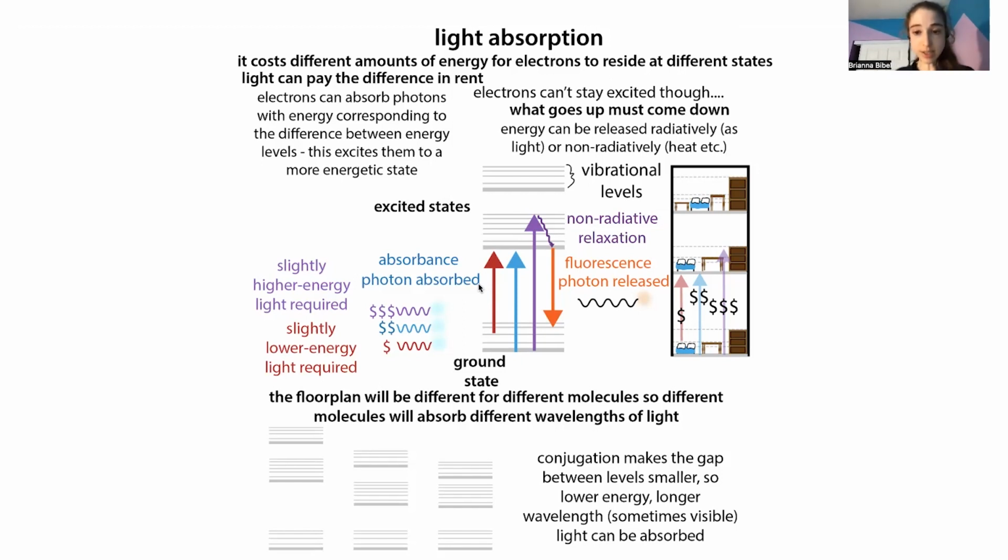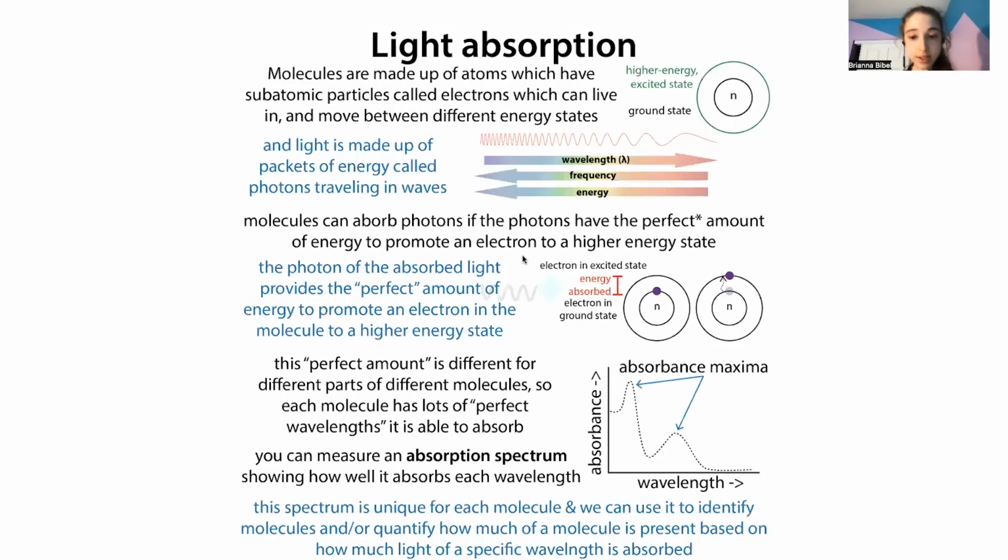Going back to the ground state. So a molecule can absorb the amount of energy that's going to allow it to travel to the next state. And we can represent the wavelengths that they could absorb in an absorption spectrum. You'll see that there are multiple maxima, places with the wavelengths they like the most.